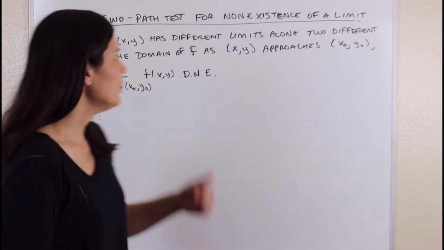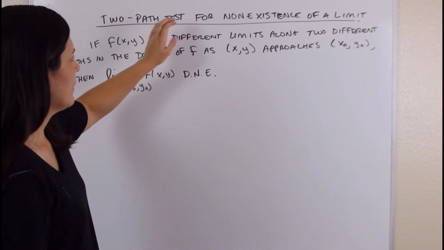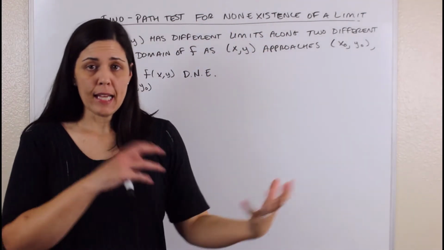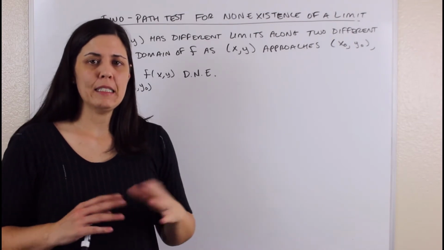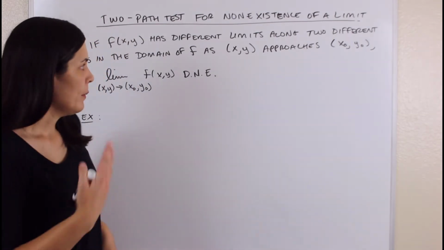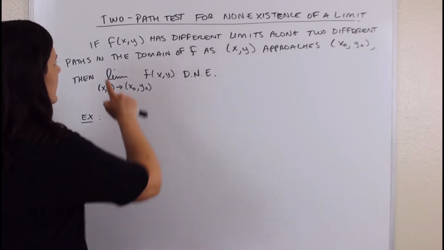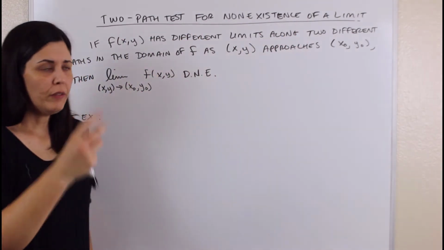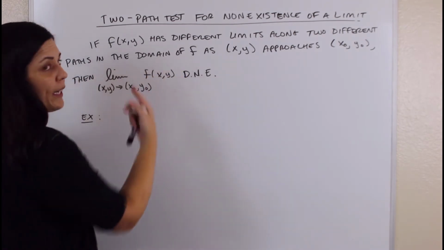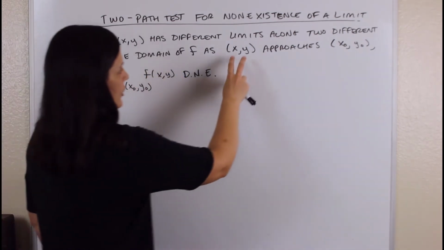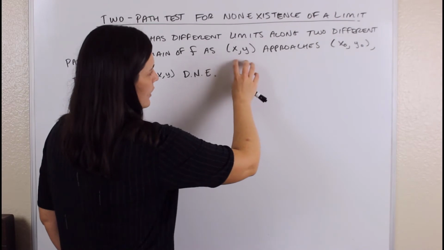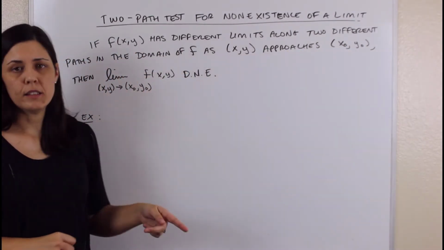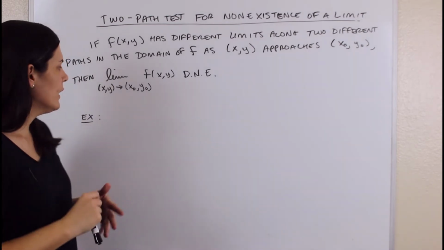Alright, so we have what's called the two-path test for non-existence of a limit. This is a test to let us know if the limit does not exist. Let me read it to you. It's really straightforward. It just says that if your function has different limits along two different paths within the domain of our function, as you're approaching the point you're looking for, so as (x, y) approaches (x naught, y naught), then the limit doesn't exist. Okay, this is what we were saying.